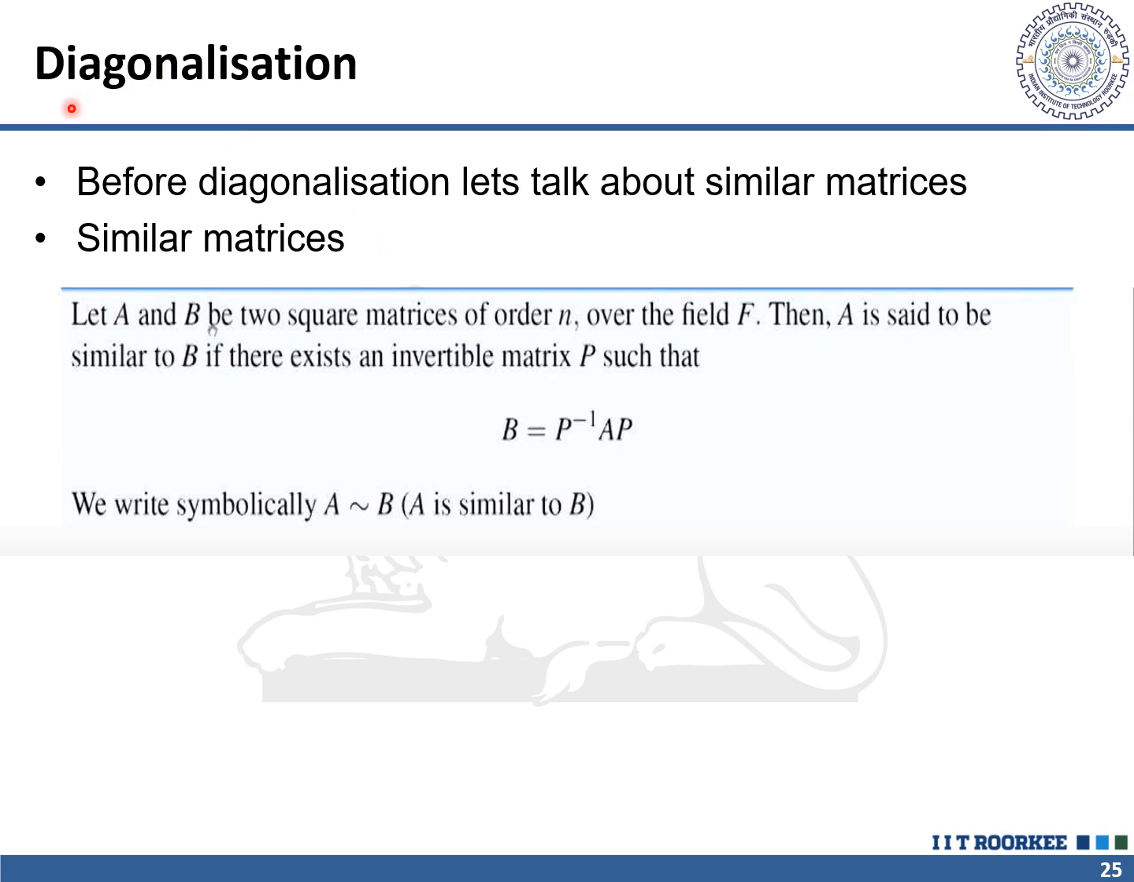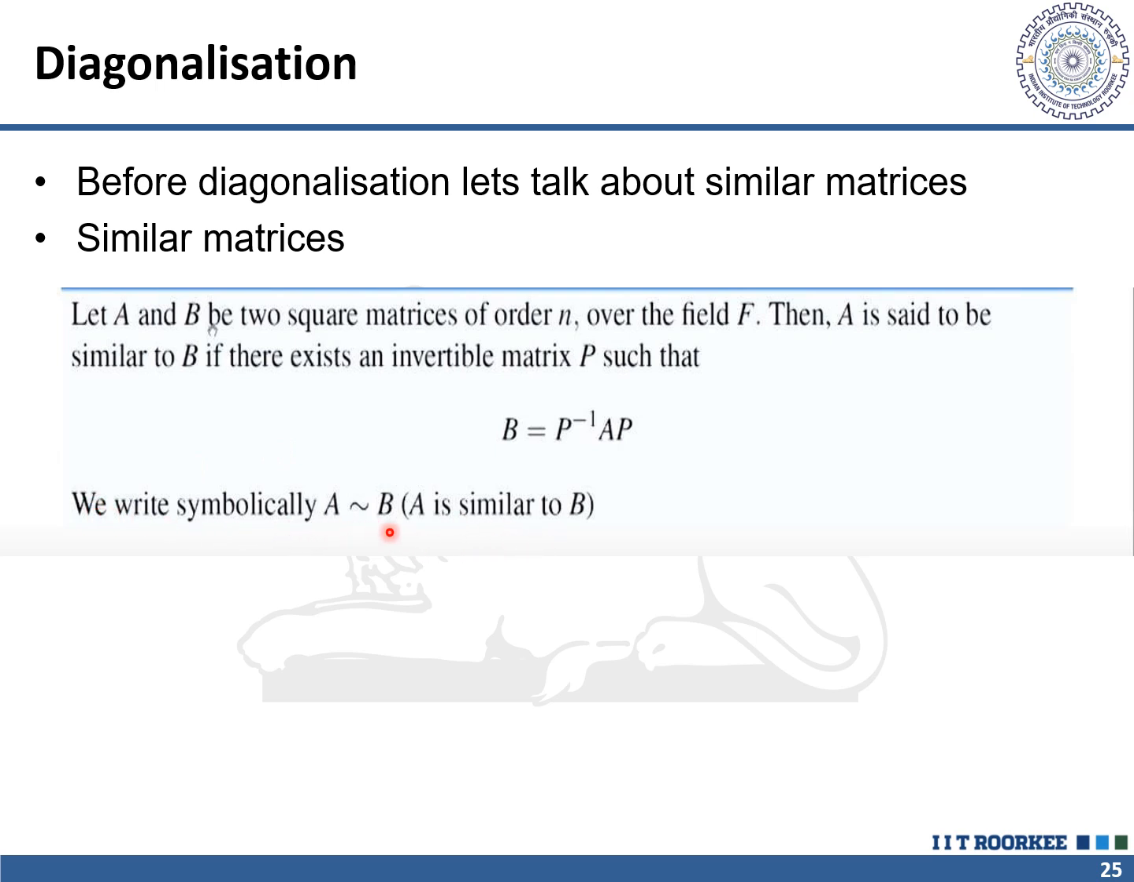So now let's talk about the application of eigenvalues and eigenvectors, which is diagonalization. Before diagonalization, we will talk about a similar topic, which is similar matrices. What do similar matrices mean? Let's say A and B are two square matrices of order n over the field F. If we say A is similar to B, there must exist a matrix P such that B equals P inverse AP, where P is an invertible matrix. Then we can write symbolically A is similar to B.